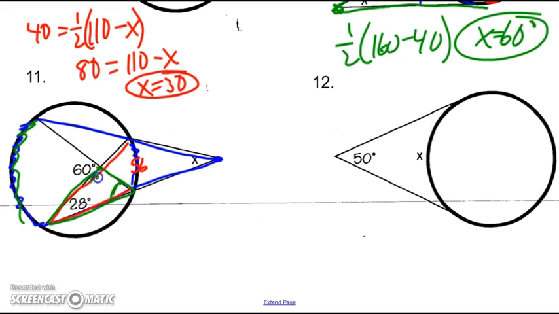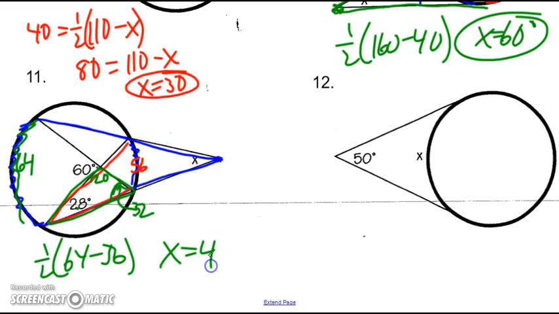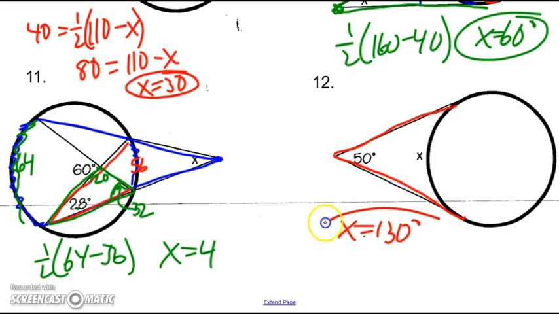knowing that this angle is 120, and I have 28. We have 32 degrees there. So because it's an inscribed angle, the arc is 64. So half of 64 minus 56 leaves me with 4. And what we talked about previously here, because this is an ice cream cone, I can just open the supplementary and set x equal to 130.